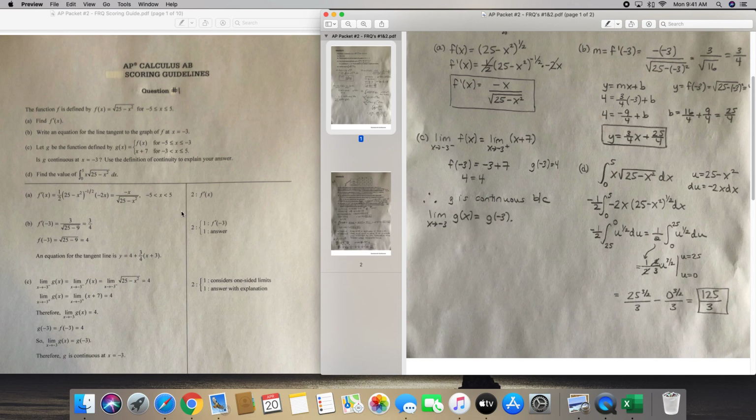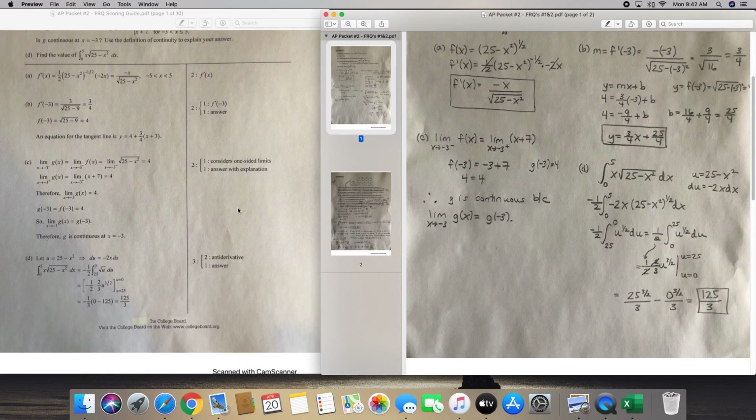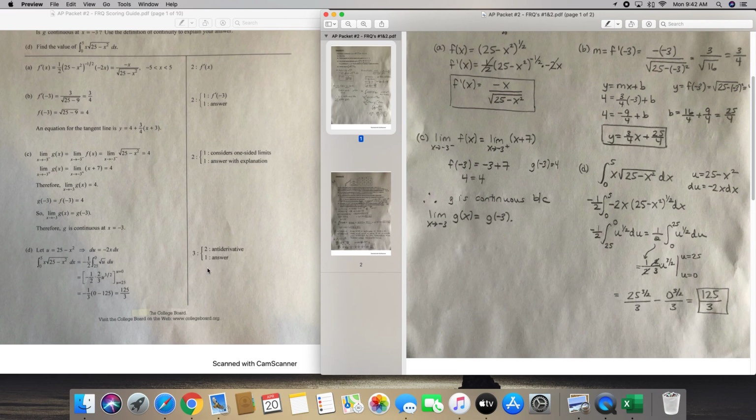125 over 3. If you take a look over here on the left, this is the breakdown for the point allocations for this problem. 2 points was awarded for the derivative. 2 points were awarded for part B. 1 point was the slope. 1 point was the actual tangent line. In C, 1 point was awarded for using one-sided limits. The other point was the justification. In D, 2 points were awarded for the correct antiderivative. 1 point was awarded for the correct answer.